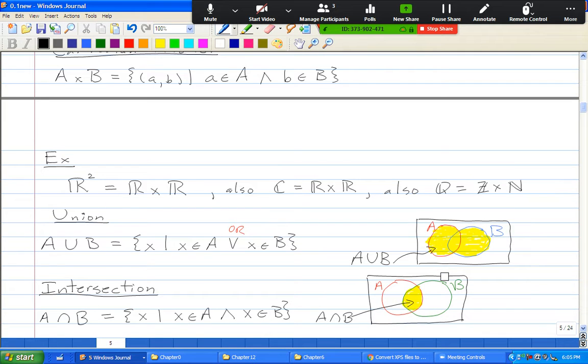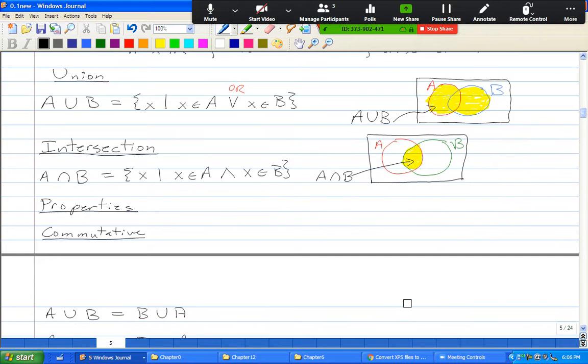Intersection. So A intersect B is the set of all x such that x is in A and x is in B. So x has to be in both A and B. And so if this is A and this is B, then A intersect B is the overlap of A and B. So it's the set of all objects which are in both A and in B.